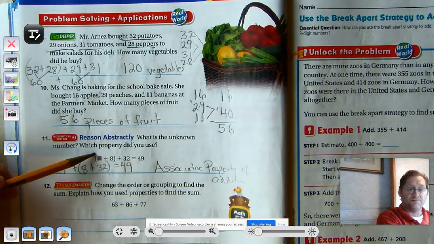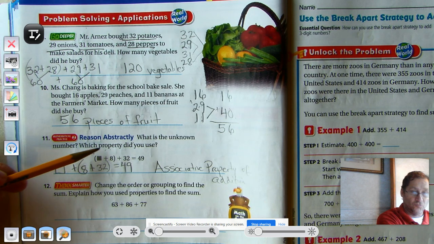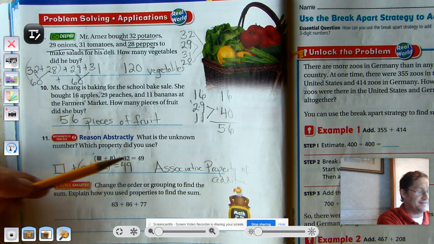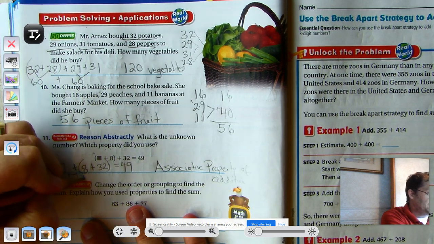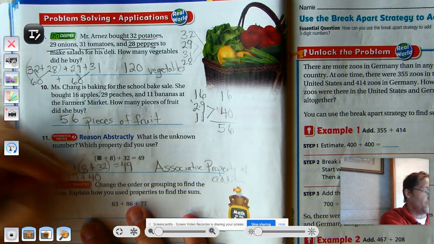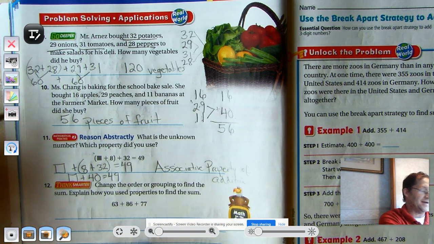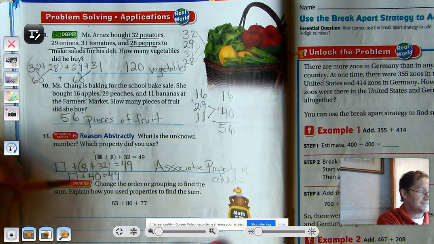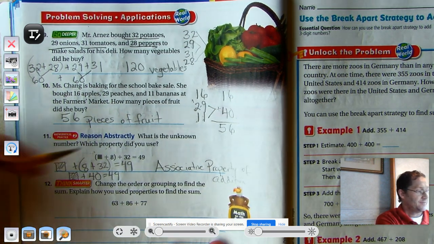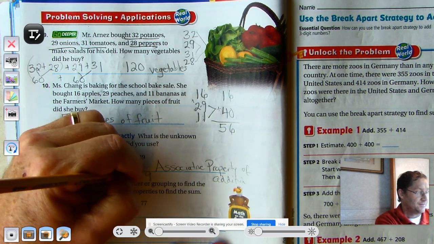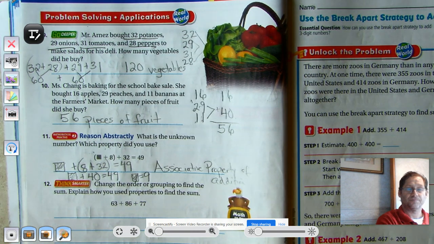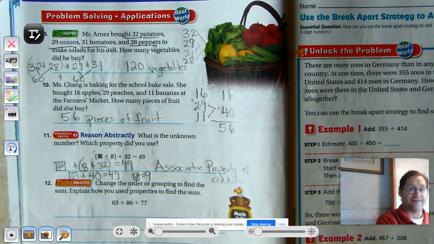Because here we had the unknown number plus 8 grouped together, and then they were adding 32. But now, if we write it this way, we have some number plus 40 equals 49. Well, now I know easily that 9 is my missing number, because 40 plus 9 is 49.